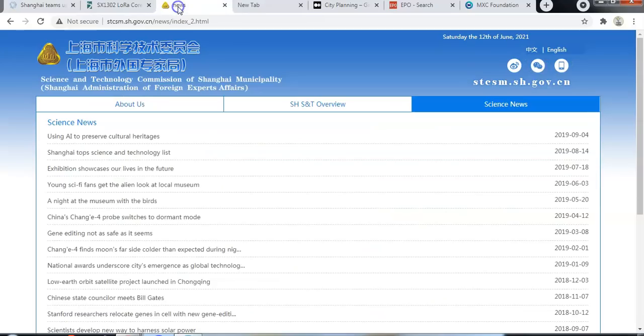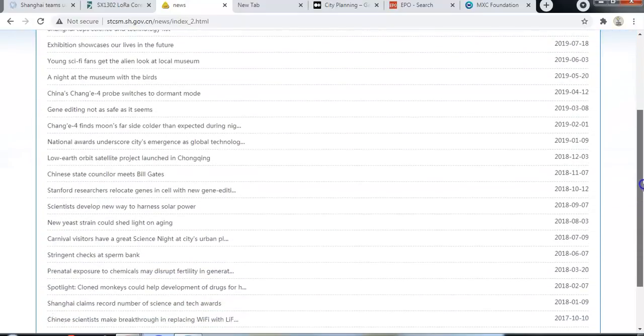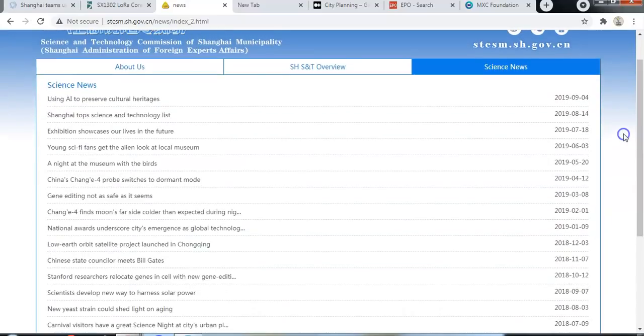So I decided, let's have a look at their website. If it is something that they've partnered up with MXC in, surely they would have announced this somewhere on their website as well or in their news. And there are several news articles in the Science and Technology Commission of Shanghai Municipality. So there we go. That is the actual site. That article was published in March 2019. So we have an article here in March 2019, which mentions something about gene editing not as safe as it seems. And unfortunately, there is absolutely no mention of MXC whatsoever. So where is this one-sided news coming from? I mean, come on, give me something solid.